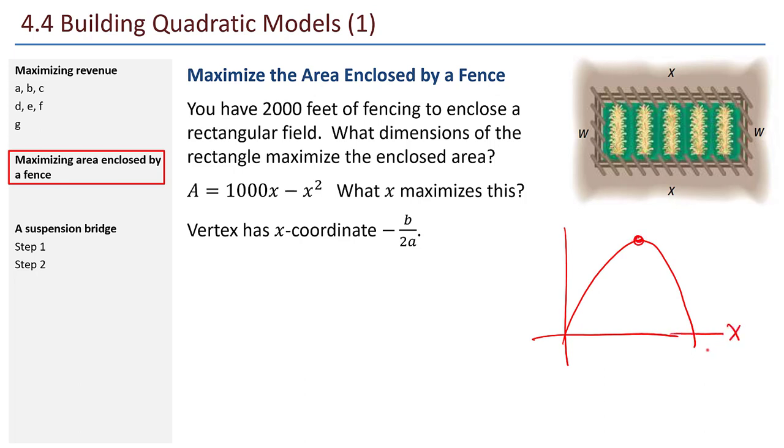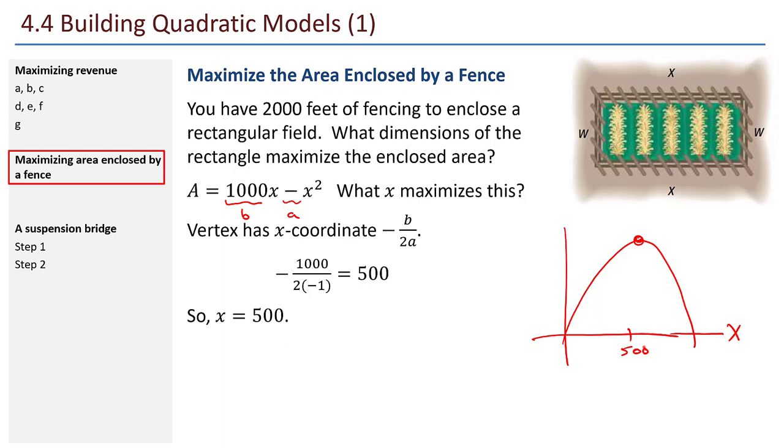The X value of that vertex is negative B over 2A. Let's identify the B and the A. So I have 1000 is B, negative 1 is my A. And when I compute negative B over 2A, I get 500. So X is 500. If I make X 500, that will give me the largest possible area.